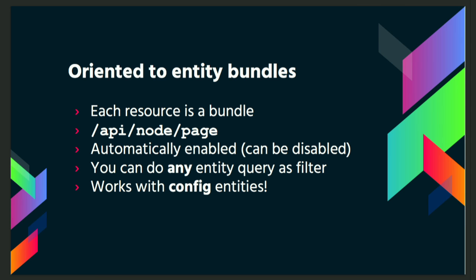Also, one of the things that we did is that we automatically enable every bundle, and we are working on this. This is probably going to change. The problem here is that if one of the bundles doesn't have a resource because you disabled it, when you do a relationship, what do you get in there? So we are working on that, but for now, everything is enabled by default, and you have to implement a hook to disable the stuff.